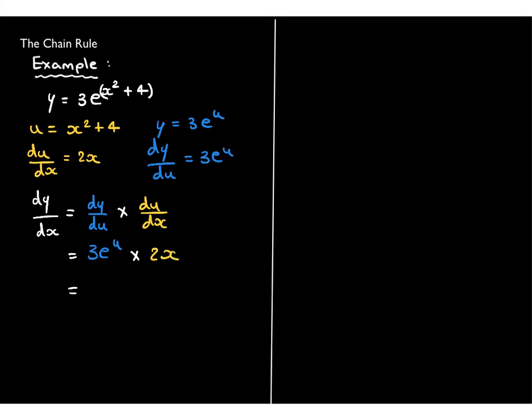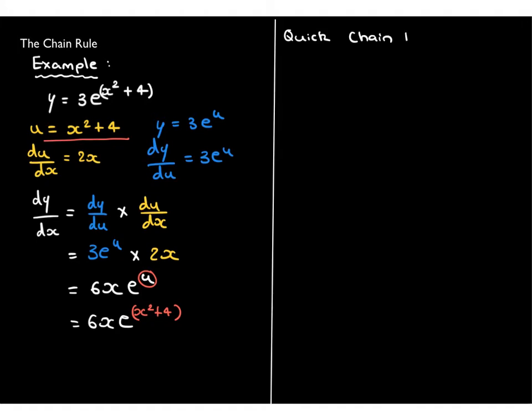So this simplifies to give us 6x e to the u, but of course we want to make sure we replace u with what it is in terms of x. So the answer is 6x e to the x squared plus 4. Let's put that in brackets for clarity. So could we do this using the quick chain rule? And the answer is yes, we can.